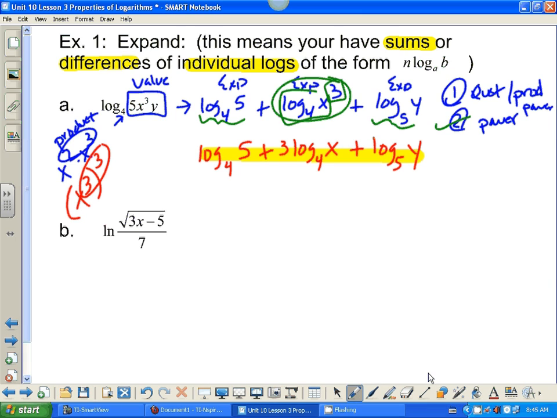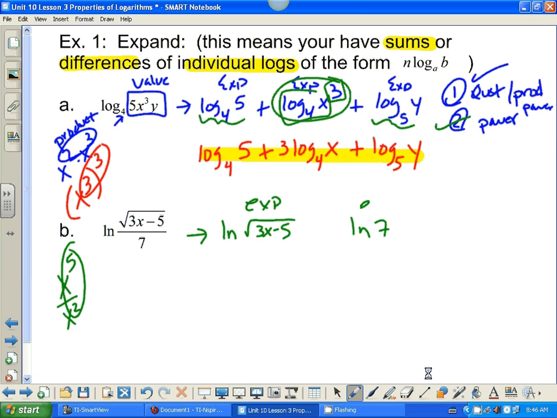Okay. Let's look at B. The first thing I ask myself is, do I have a quotient or a product? And in this case, I have a quotient. So I'm going to give the numerator its own natural log. In this case, we're just dealing with base e. Everybody gets the same base. I'm going to give the denominator its own as well. And just as when I take x to the 5th over x squared and I subtract my exponents, remember a log is an exponent, so I subtract the logs.